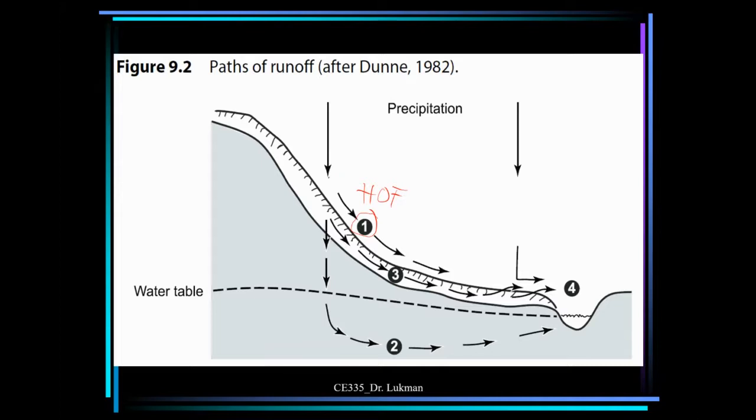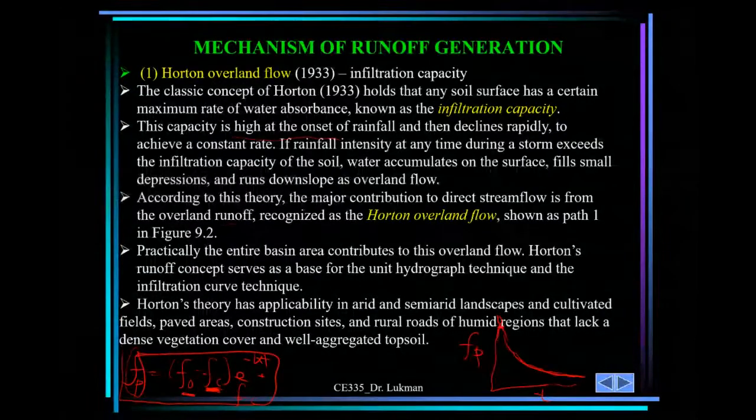When you have rainfall, it infiltrates until it reaches the maximum infiltration capacity of the soil, and then you begin to have runoff going into the stream to contribute to the stream flow. Practically, the entire basin area contributes to this overland flow, and Horton's runoff serves as a base for the unit hydrograph technique and the infiltration curve technique.